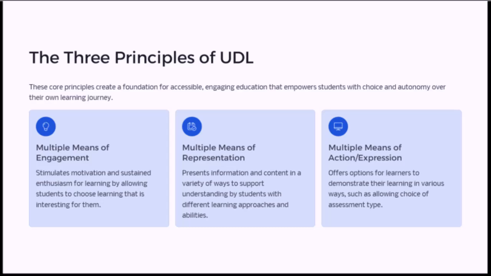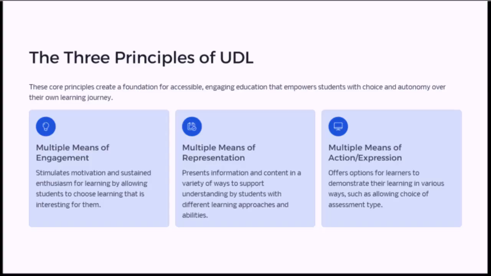The second principle is multiple means of representation. In this principle, we present information and content in a variety of ways to support learners' understanding. This allows them to choose to engage in a medium that best suits their needs. For example, providing a piece of text in audio, video, and graphical ways facilitates multiple means of representation. The student can choose the approach that best suits their needs.